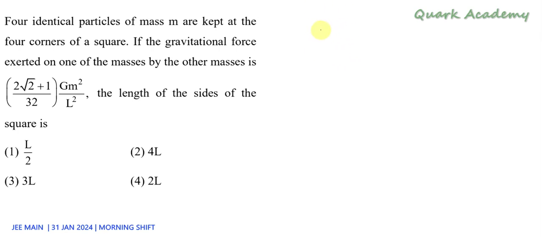In this question, there are four masses which are kept in the corners of a square. So let's draw the square. Consider this is a square, and these are the four masses, and all four have equal mass.